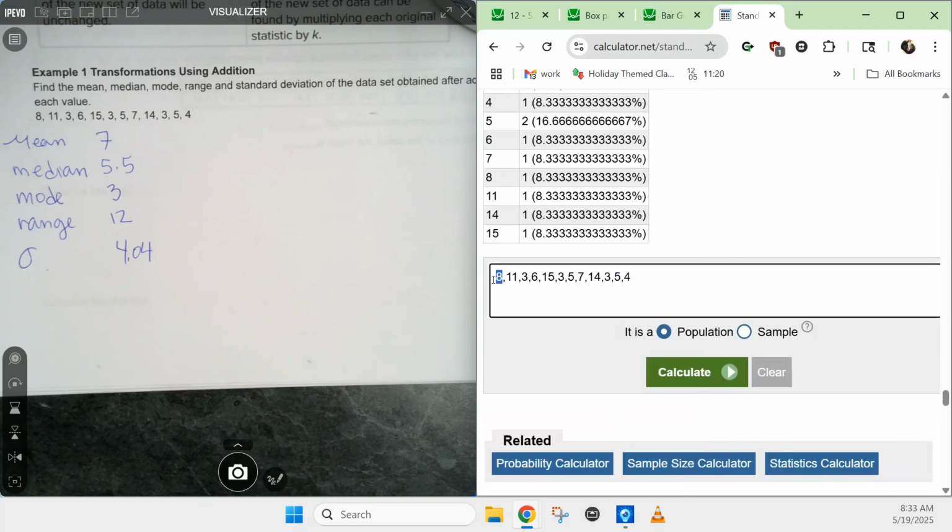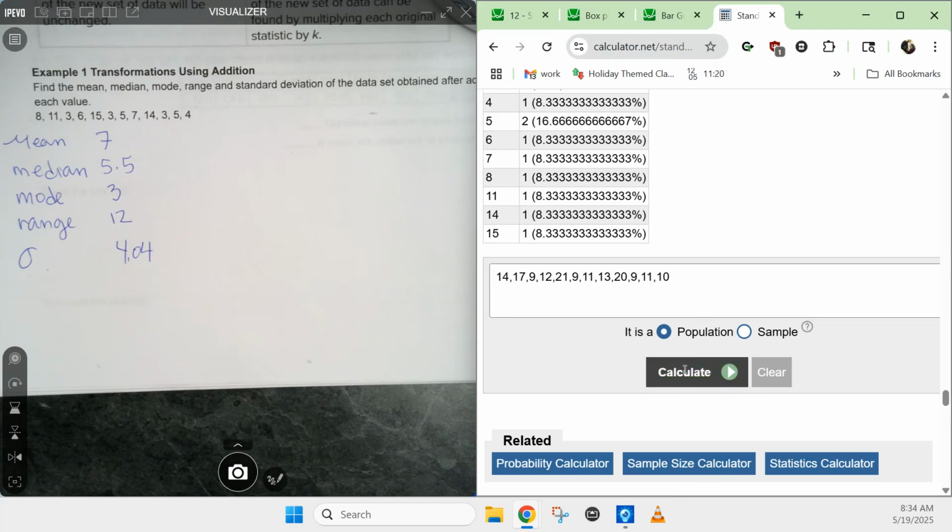So I add 6 to this and I'm going to get 14. Add 6, I get 17, 9, 12, 21, 9, 11, 13, 20, 9, 11, and 10. And we're going to calculate it and see what happens.